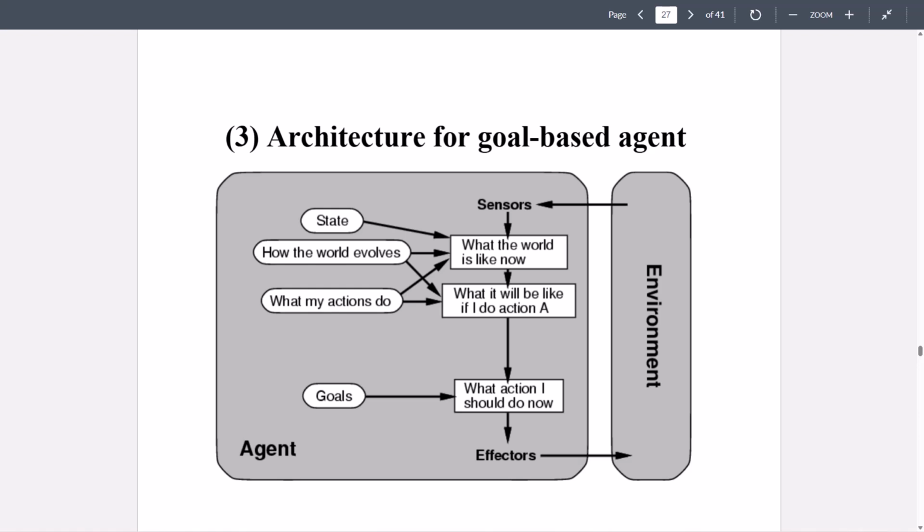Goal-based agents also consider the future. What will happen if I take this action? Will it bring me closer to my goal? What my actions do is important. Considering the future, that's where search and planning in AI comes into play.